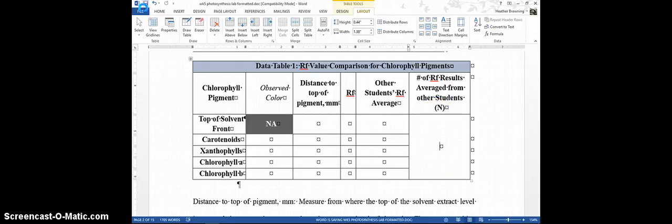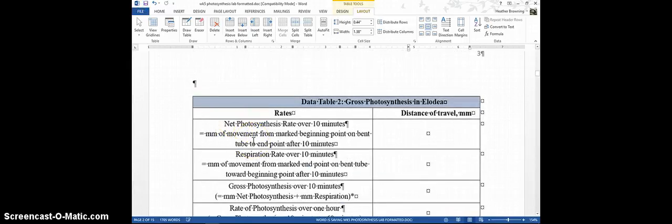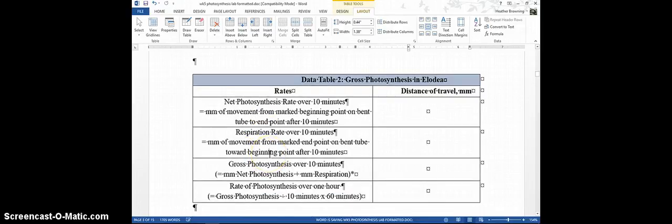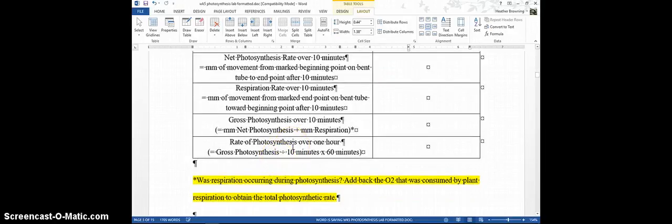Okay. And then we're going to have our net photosynthesis rate, which should be more than the respiration rate. You add the suckers together, you divide by 10 and multiply by 60. Couldn't you just multiply by 6? You could, right? Whatever. Do it the way they want, but you could just multiply by 6, because 60 divided by 10 is 6. Don't want to confuse you. Just do what they say. It's fine. Either way works.